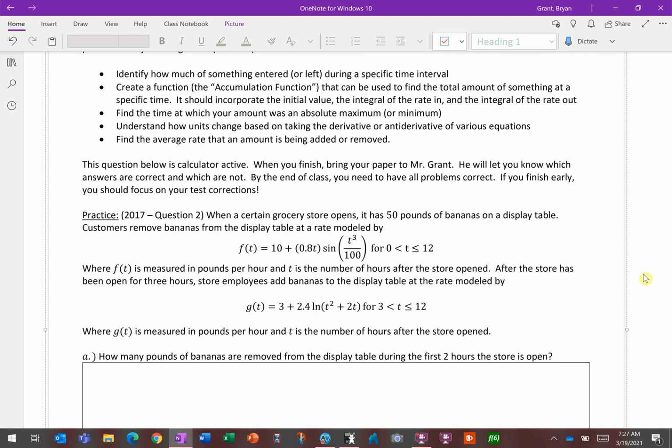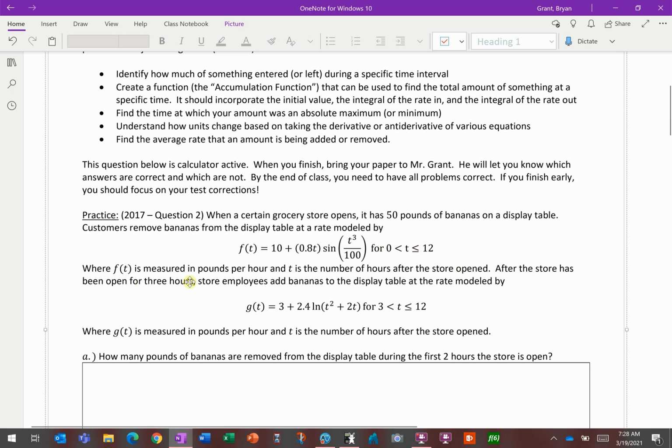Who knows? Customers are removing bananas from the display table at a rate modeled by 10 plus blah, blah, blah from 0 to 12, where f of t is measured in pounds per hour, t is the number of hours after the store opened. So at, let's say, 3 hours, that'll be the rate that customers are removing bananas 3 hours after the store is opened.